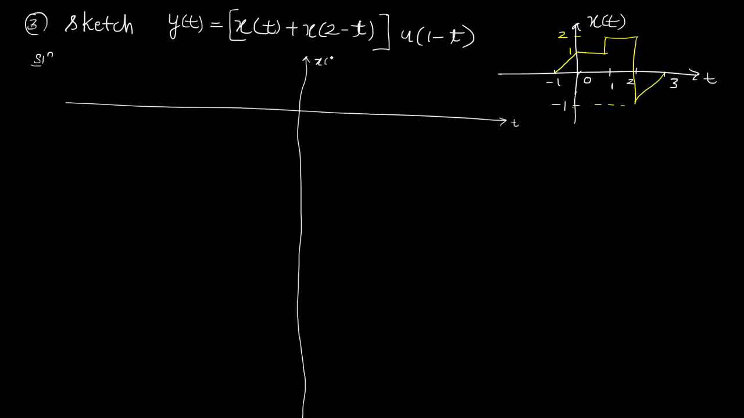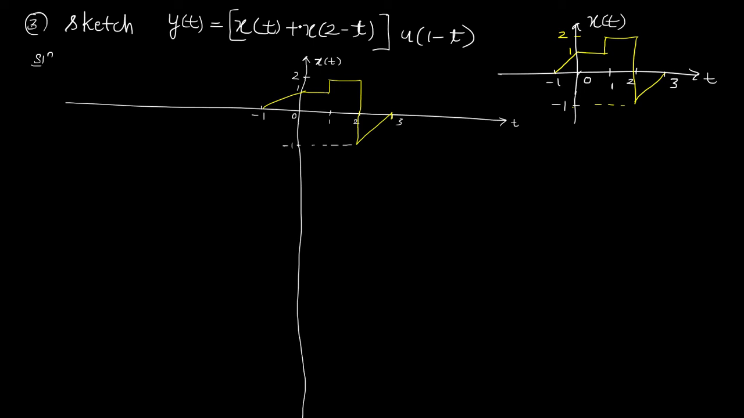First, let me write my x of t signal once again. Minus 1, 0, 1, 2, and 3. I am writing x of t signal again. So the amplitude here is 1, here it is 2, and here the amplitude is minus 1. Now this is my x of t.